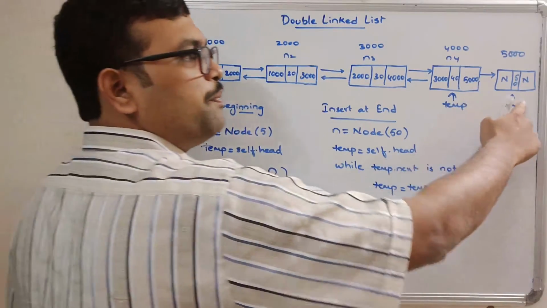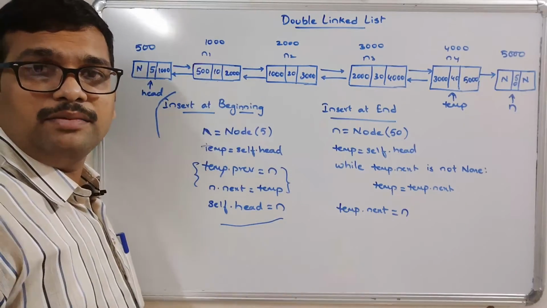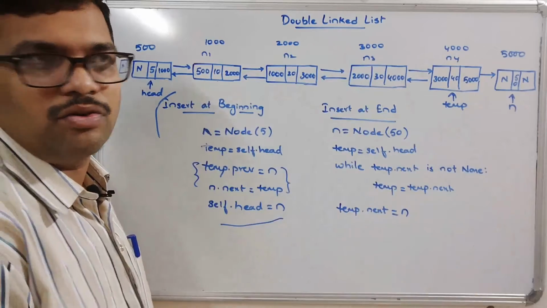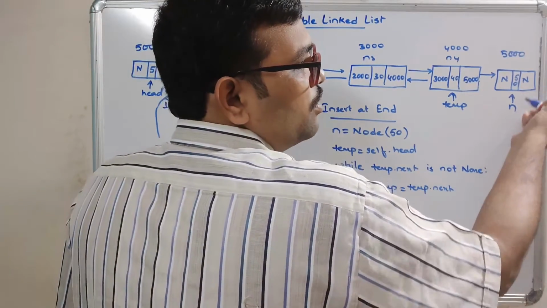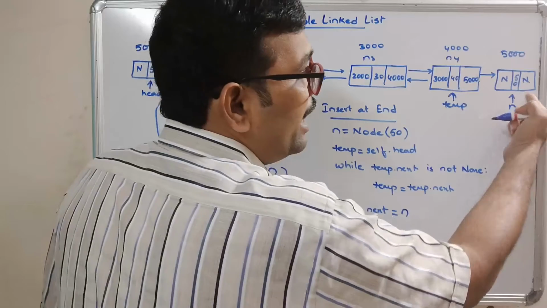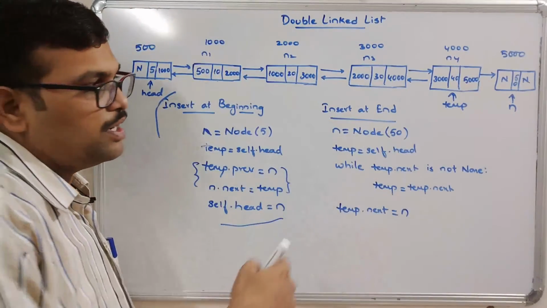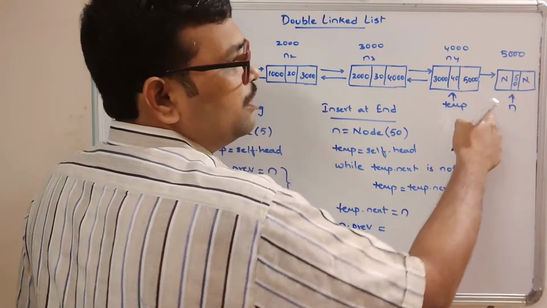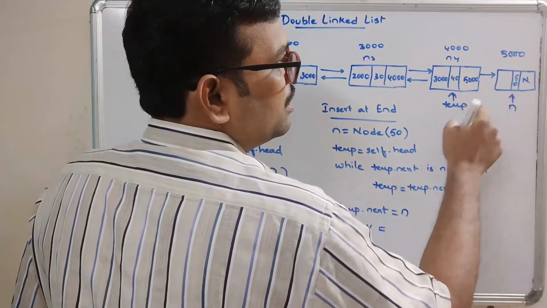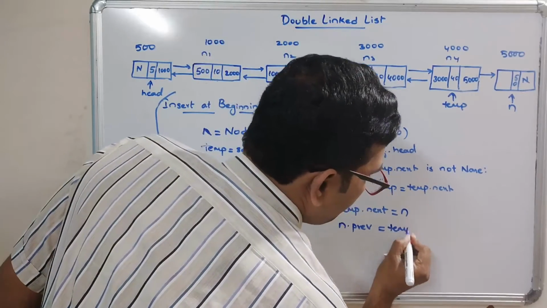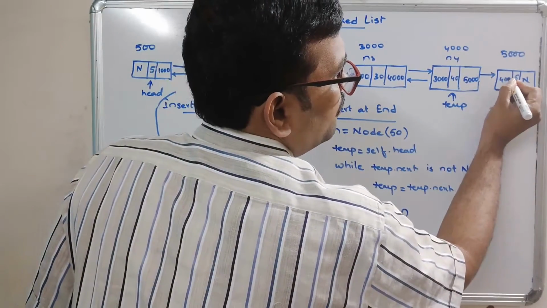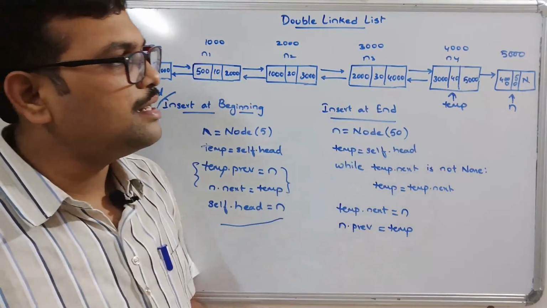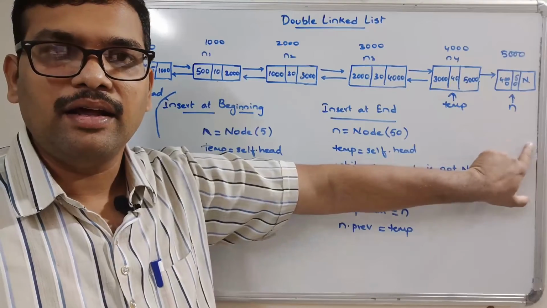Again, the new node's previous should also be changed, because every node has to link with the previous node and the next node. So obviously n is the last element, so n.next will be None and n.previous will be the address of the previous one. For that purpose, n.previous is equal to temp, so replace this with this value. That means 4000, right? 4000.